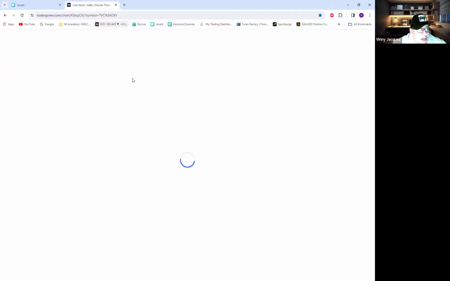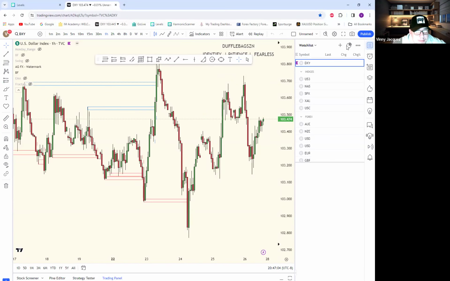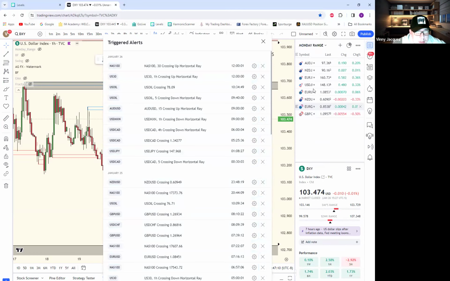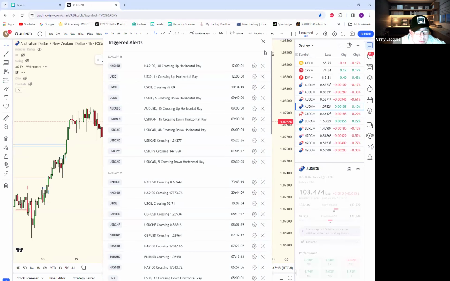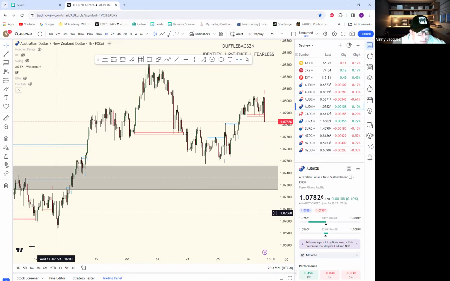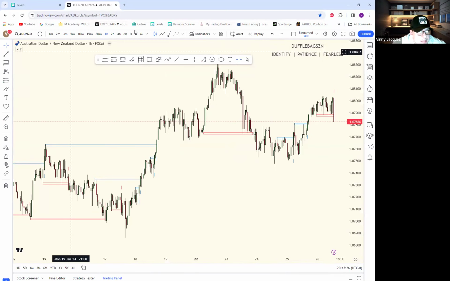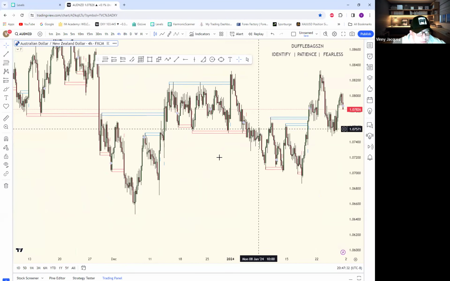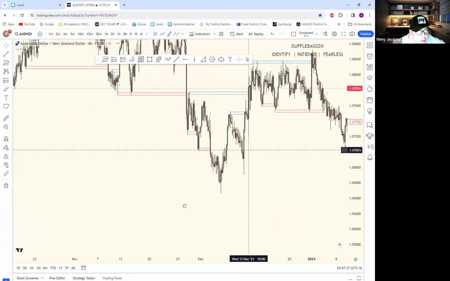Let's go to TradingView real quick. AUD, NZD. I'm an alert boy. Call me Mr. Alert. AUD, NZD, or am I tripping? AUD, NZD, 4-hour time frame. Oh my gosh, levels help you out so much, bro.